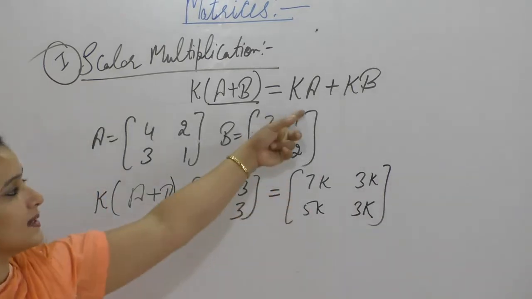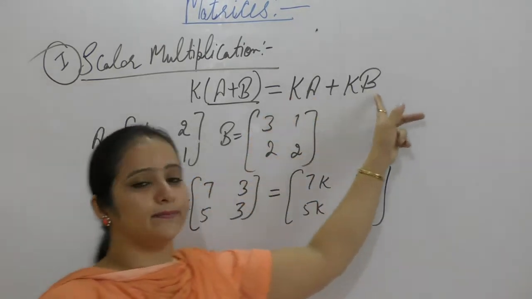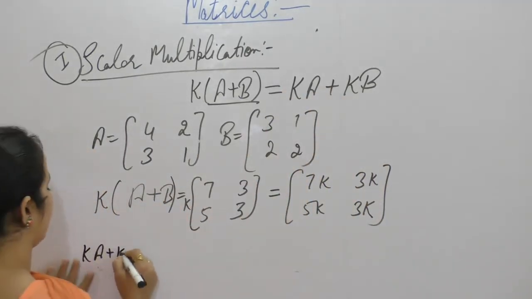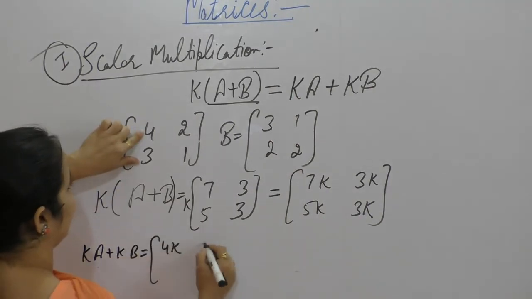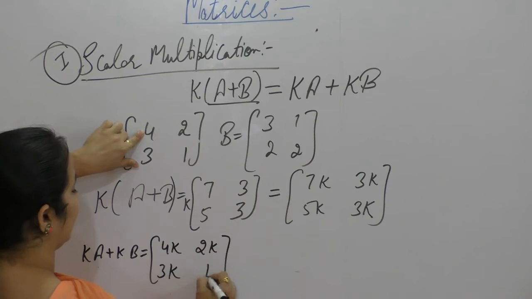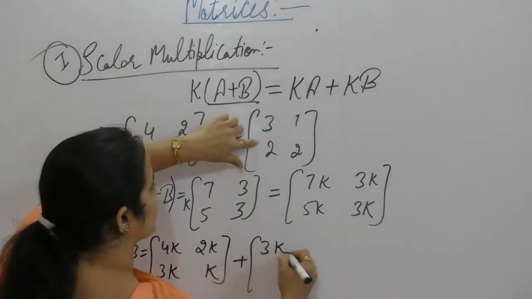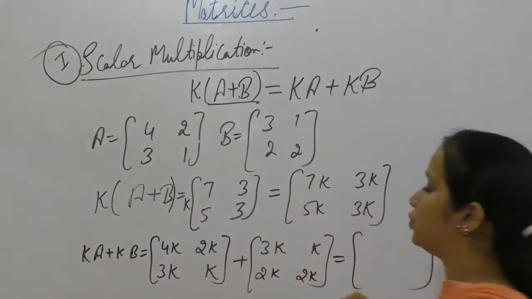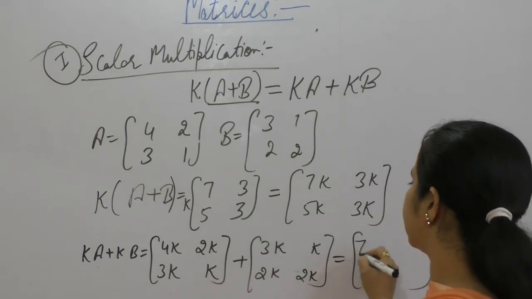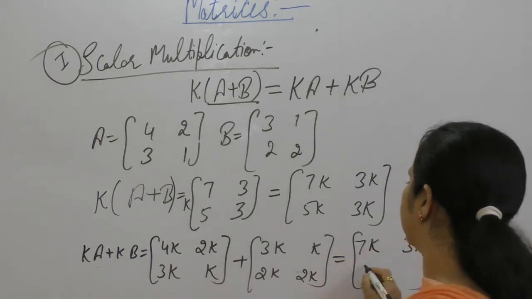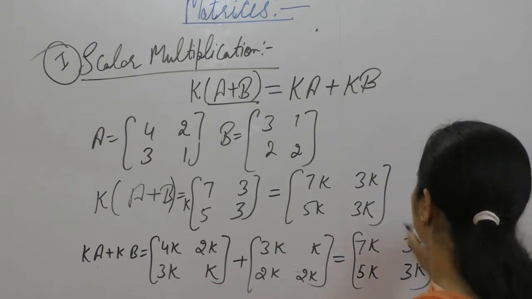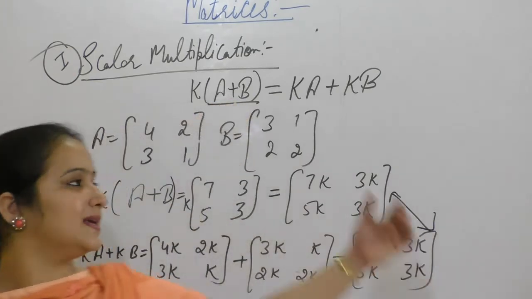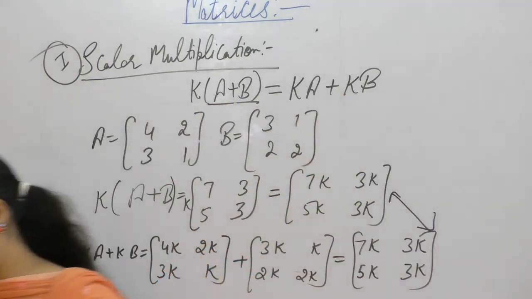Now multiply first the A matrix by K and the B matrix by K, and then add these two matrices, Ka plus Kb. 4K, 2K, 3K, K plus B matrix 3K, K, 2K and 2K. Now add these two matrices: 4 plus 3 is 7, 2 plus 1, 3 plus 2 and 1 plus 2. Now these two matrices are equal. So K into A plus B is equal to Ka plus Kb.